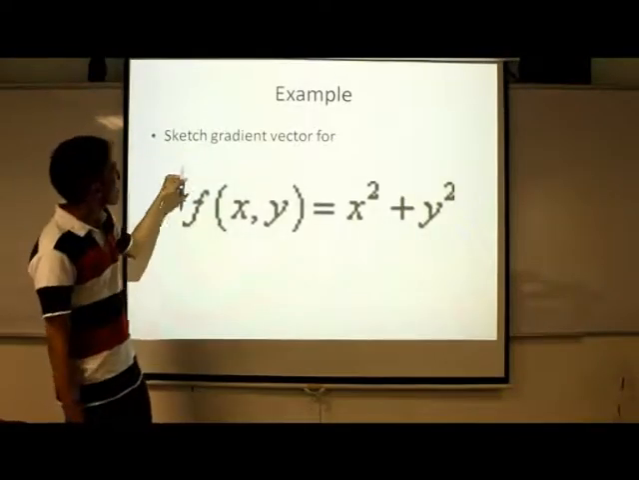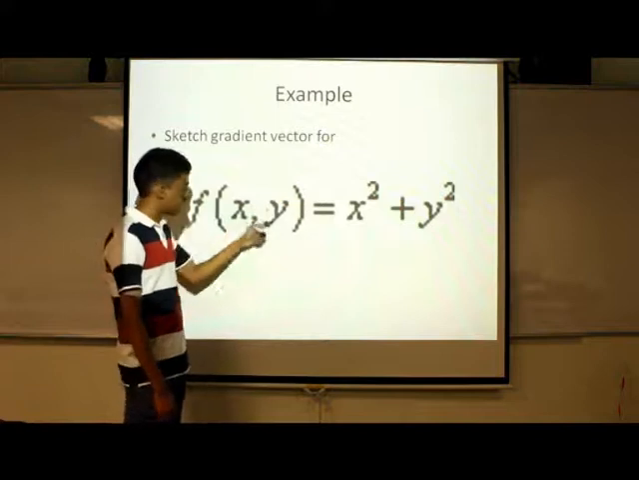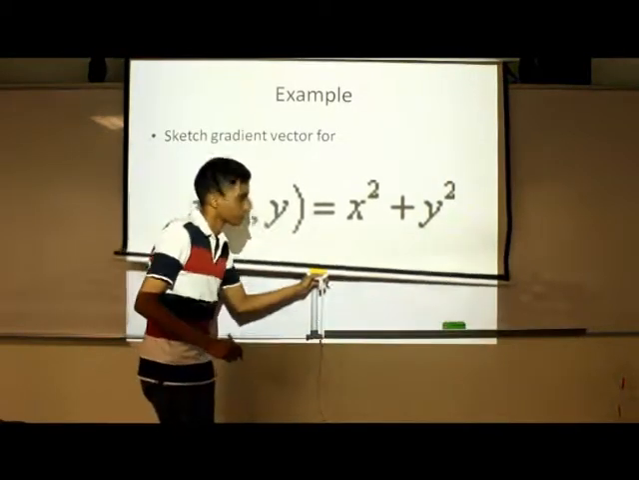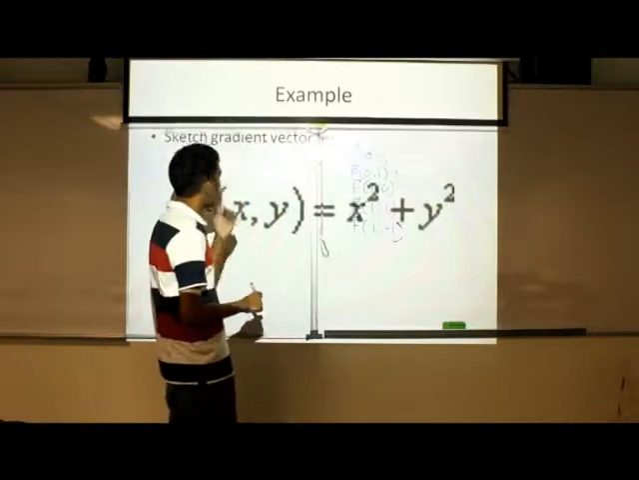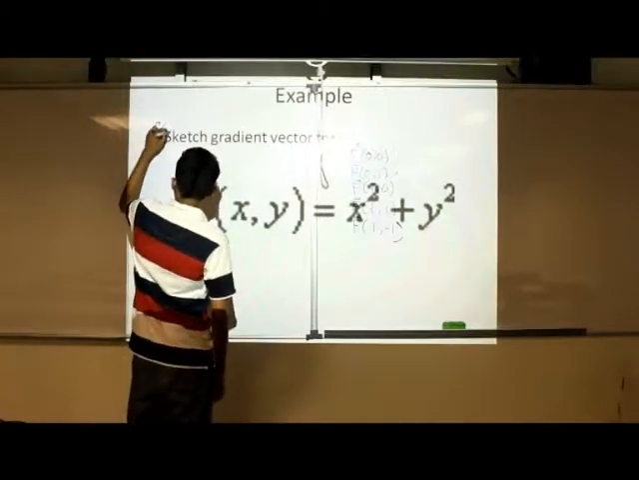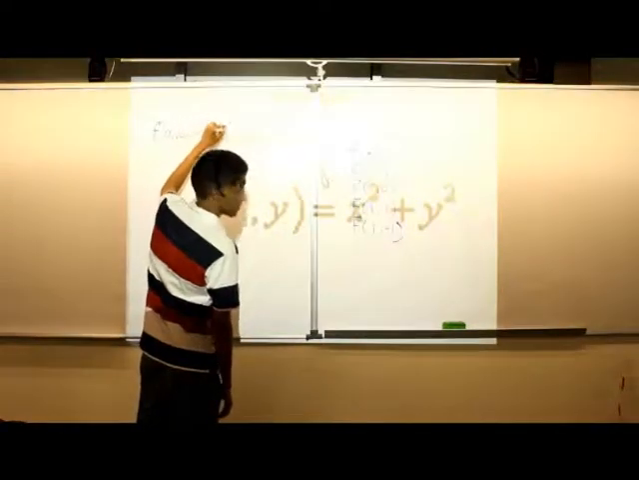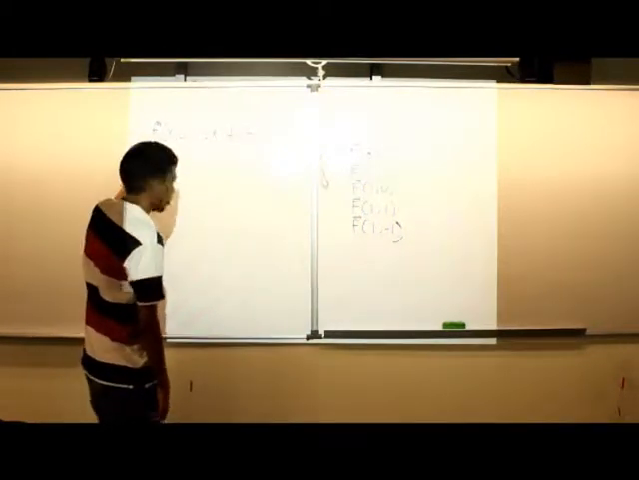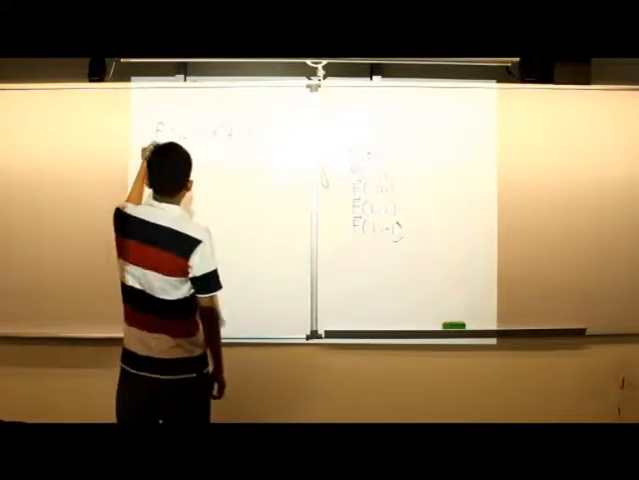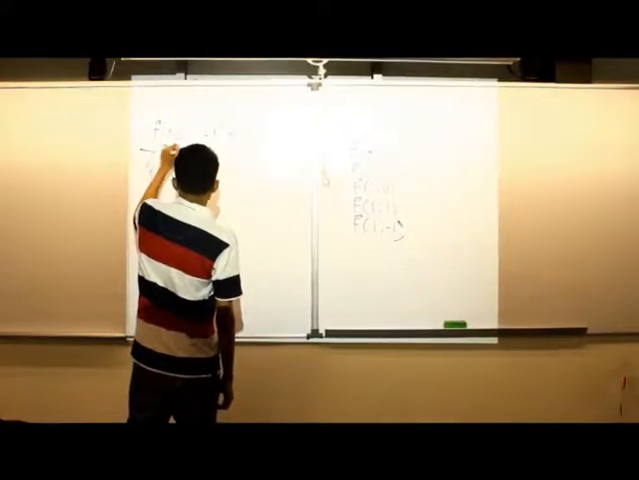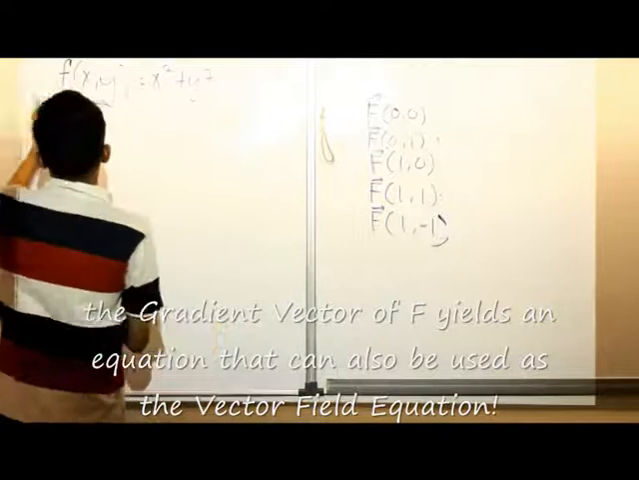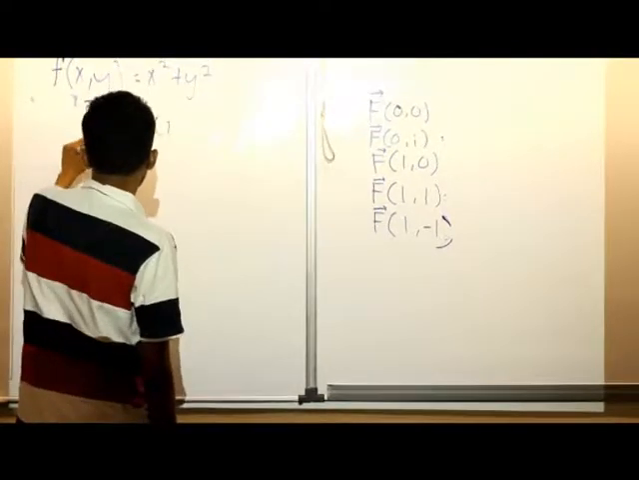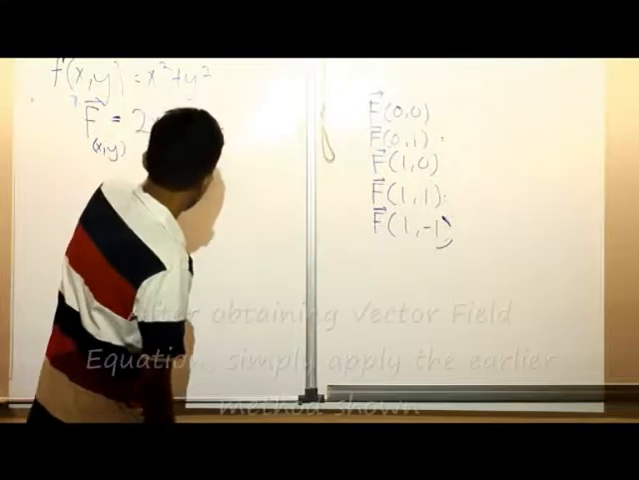Okay, so now we have an example. What we have to do is sketch the gradient vector field for the given function f(x,y) equals x squared plus y squared. So we write the equation, and then we find the gradient. The gradient of f is equivalent to 2x i plus 2y j.